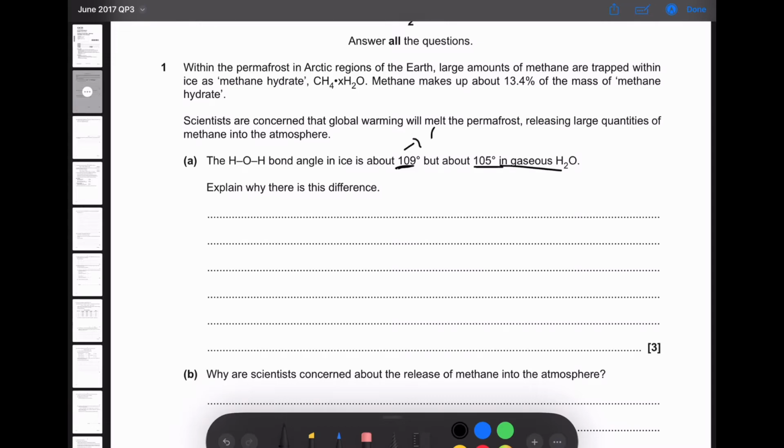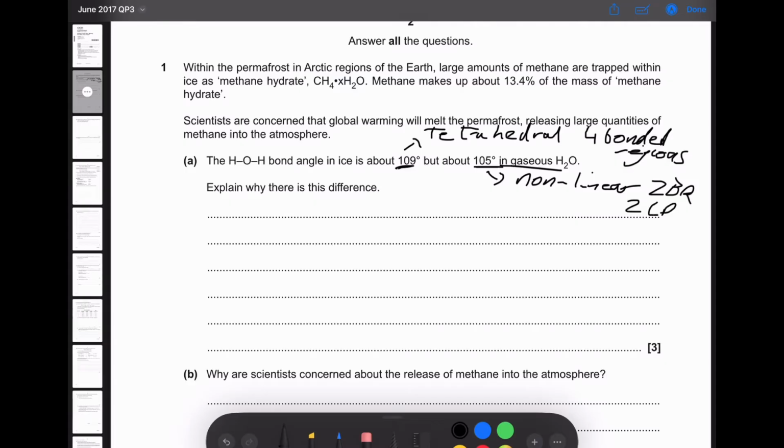If we're looking at 109, we're thinking that's got to be tetrahedral, so it's got to have 4 bonded regions. Whereas 105 is going to be non-linear, which is 2 bonded regions and 2 lone pairs. So how is that possible if we've got the same molecule? Well, if we take our water molecule and pretend it's in a solid state, we're going to create hydrogen bonds.